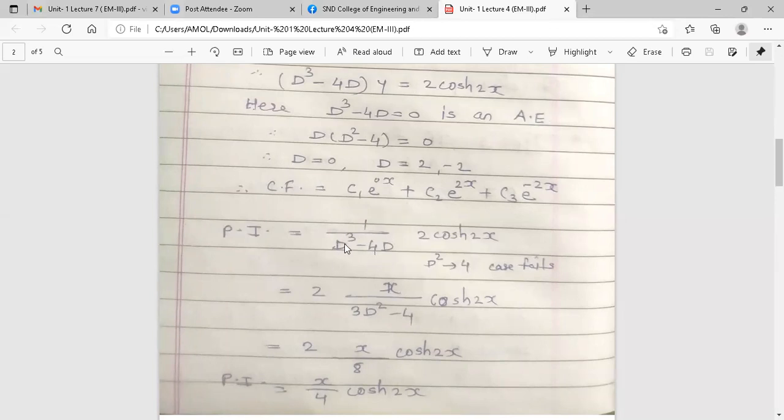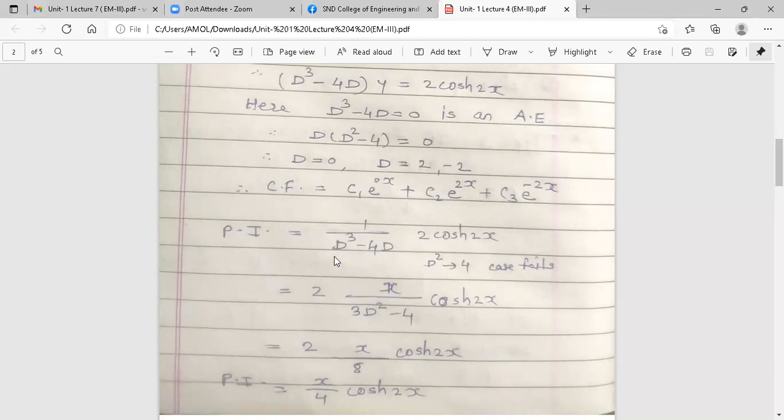If we replace that D square by 4, so this is D cube. We can split D cube as D into D square, and the value of D square is 4. So this term will be 4D, and the second term is also 4D, and subtraction is there. So 4D minus 4D is 0, a case of failure. This 2 is a constant, so write it down as it is.